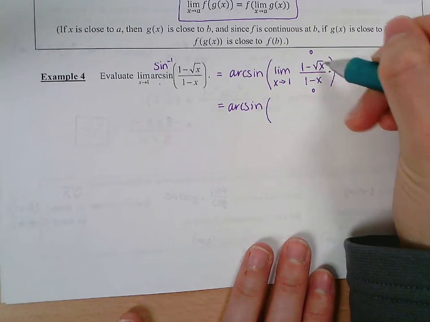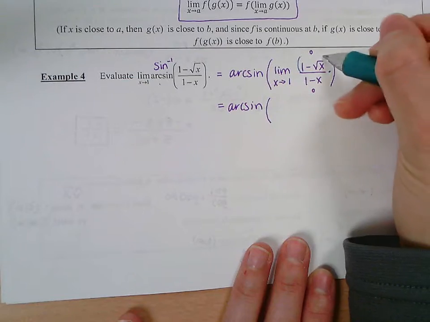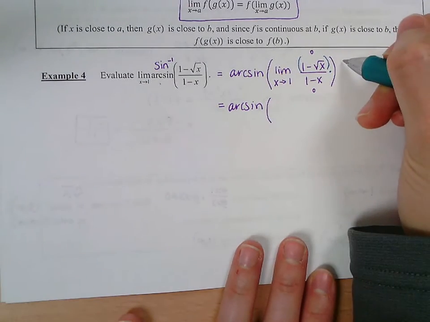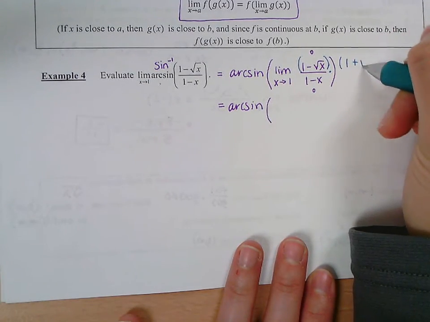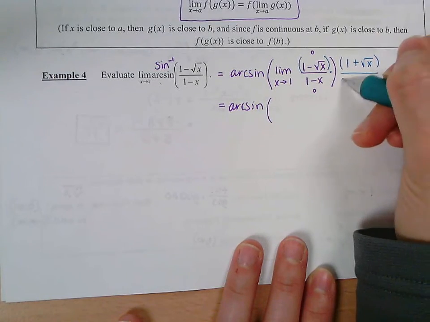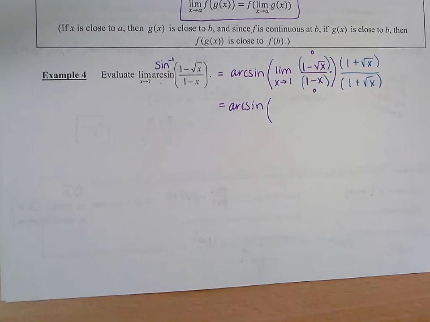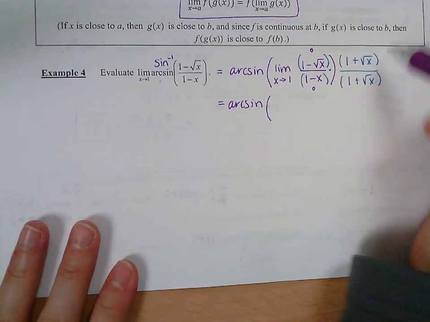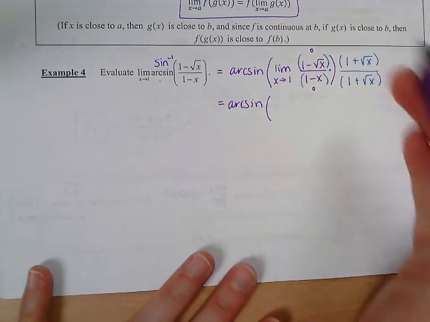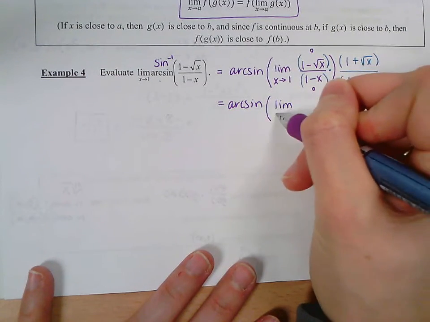Yes, I have to multiply by the conjugate. So I'd be multiplying this by the conjugate of the numerator. So I multiply by 1 plus the square root of x, and I multiply the denominator by the same thing. So that would all be inside that arcsine function. So I still have the limit as x approaches 1.